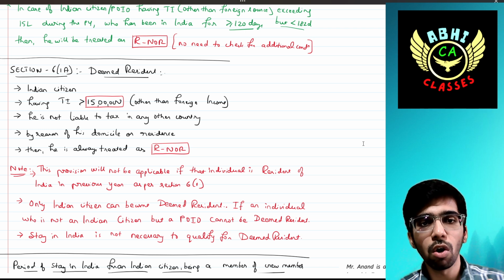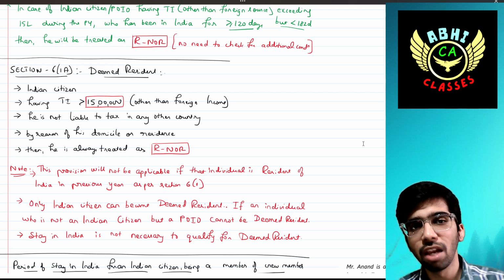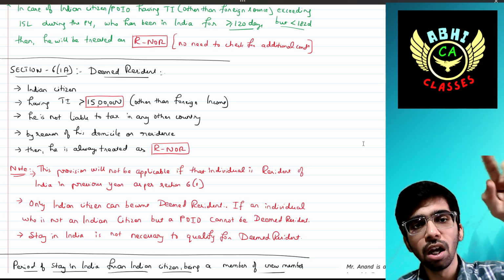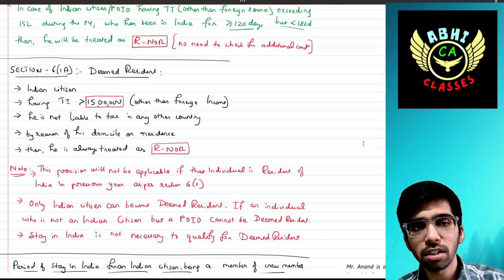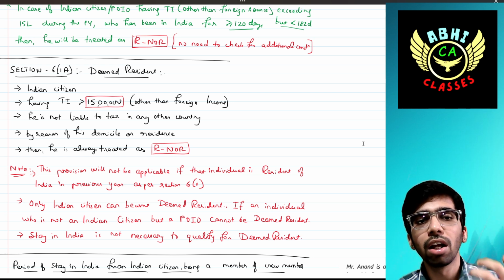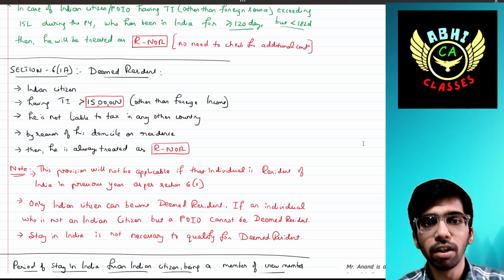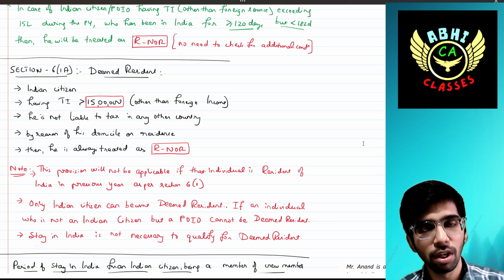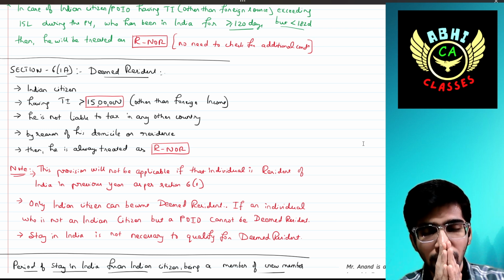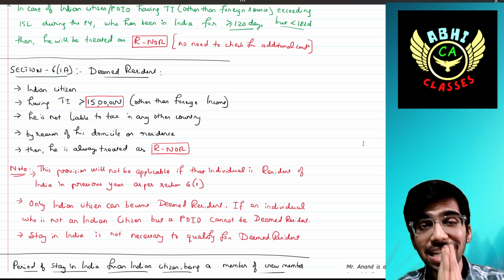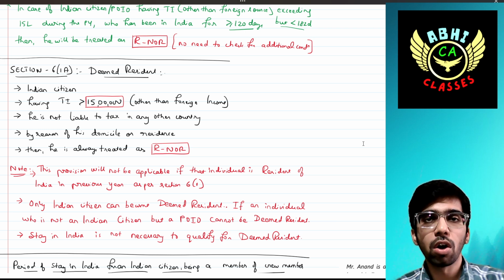This provision will not be applicable if that individual is resident in India in the previous year as per section 6 subsection 1. If he is satisfying any of the basic conditions, then he is already actually resident, right? In that case, we should not see this section. If he is not satisfying any of the basic conditions, then we should assume that he is deemed resident and not ordinarily resident.